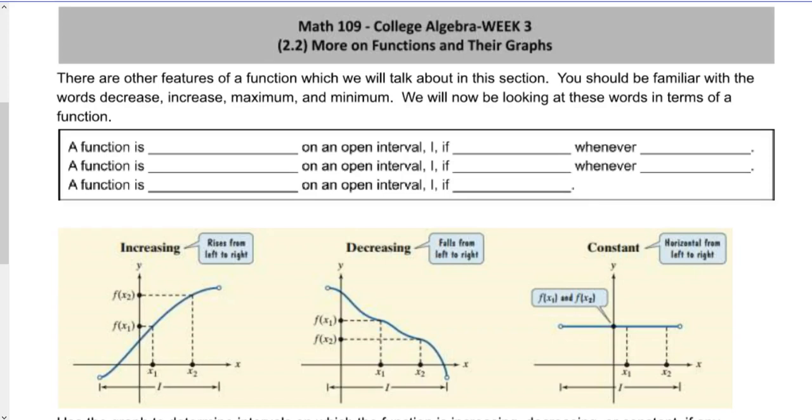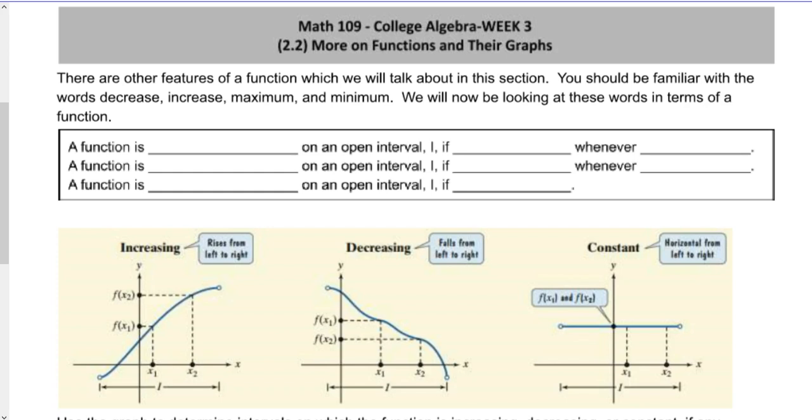All right, here we are in section 2.2. This is our last one for week 3 over the summer session. So this is on more things to do about characteristics on functions and their graphs. We're also going to get in some increasing, decreasing. We're going to get in some even, odd, neither. We're also going to be looking at the piecewise function as well. So let's dive into this.